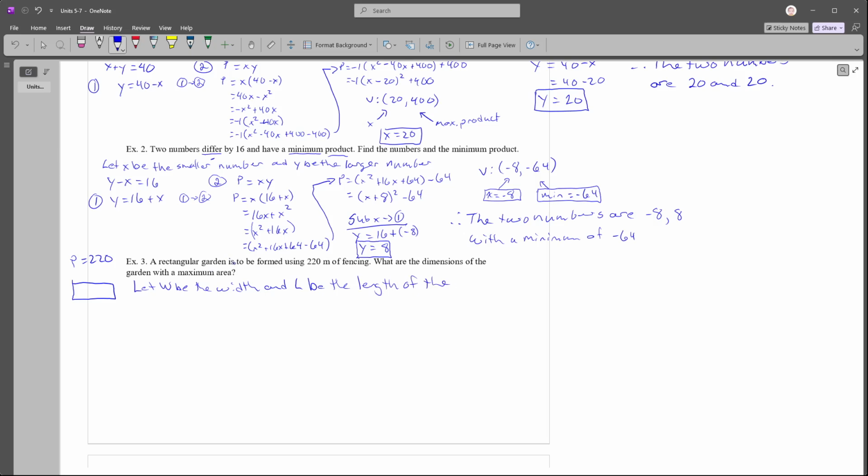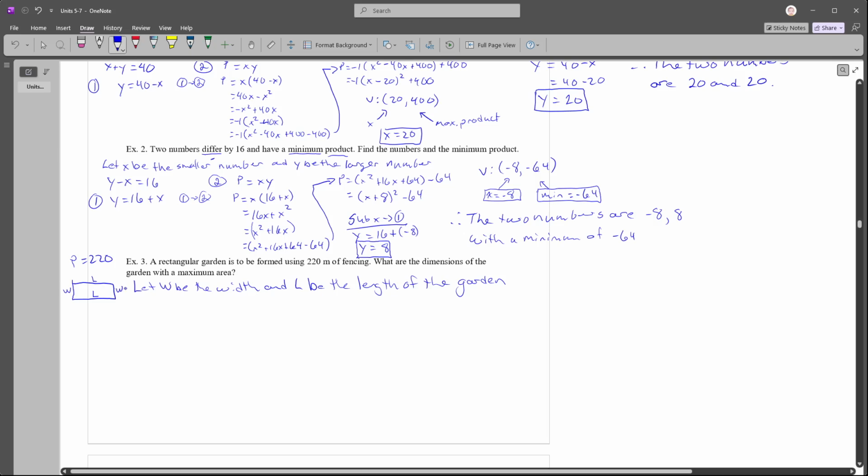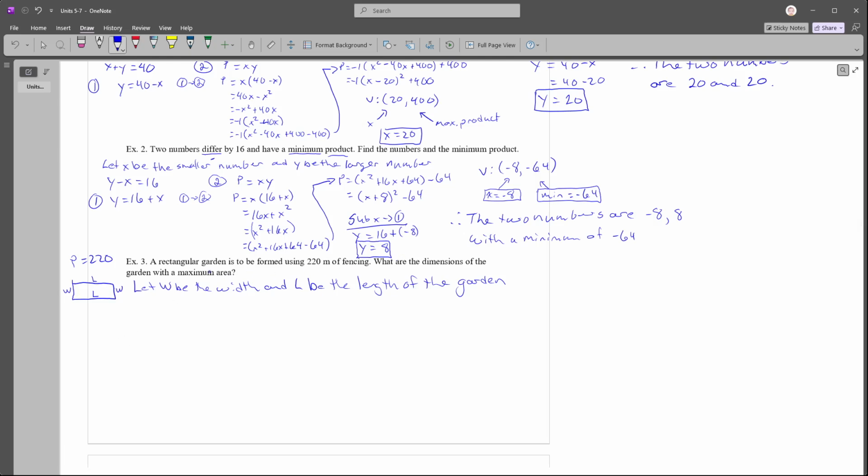Let's say of the garden. Keep it, relate it back to the problem. Okay, so that means that let's say the long edges are the length, and let's say the short edges here are the width. So what does that tell us? We do know that it has a maximum area.